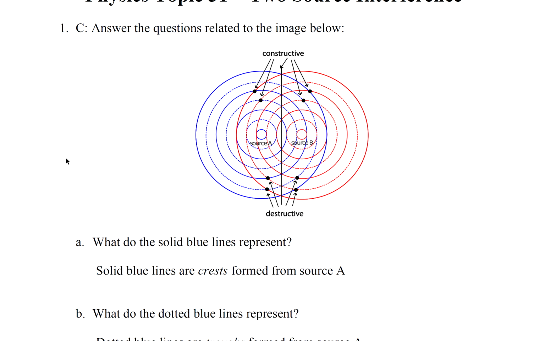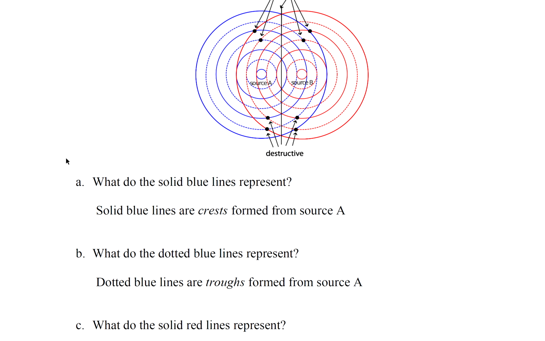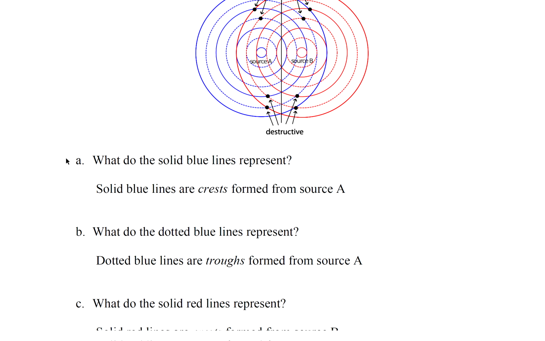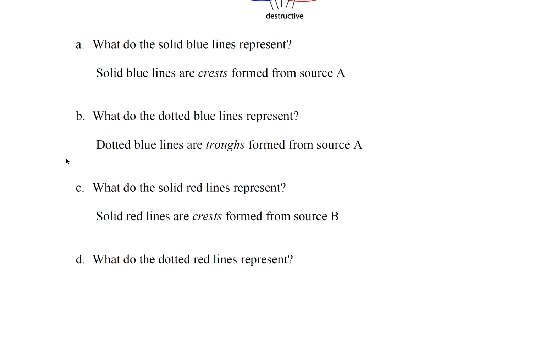Part B. What do the dotted blue lines represent? Dotted blue lines are troughs formed from source A. You have to remember what crests and troughs are. Crests are the top part of a wave, troughs are the bottom. Part C, what do the solid red lines represent? Solid red lines are crests formed from source B.